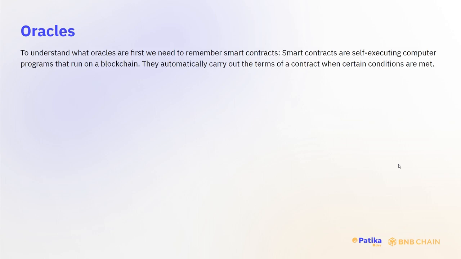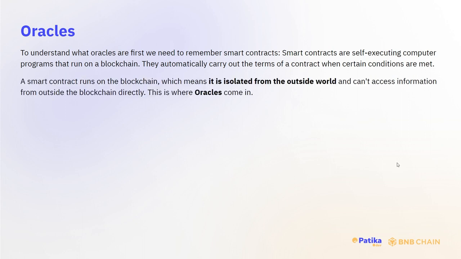Let us understand oracles. To understand what oracles are, first we need to remember smart contracts. Smart contracts are self-executing computer programs that run on a blockchain. They automatically carry out the terms of a contract when certain conditions are met. A smart contract runs on the blockchain, which means it's isolated from the outside world and can't access information from outside the blockchain directly. This is where oracles come in.